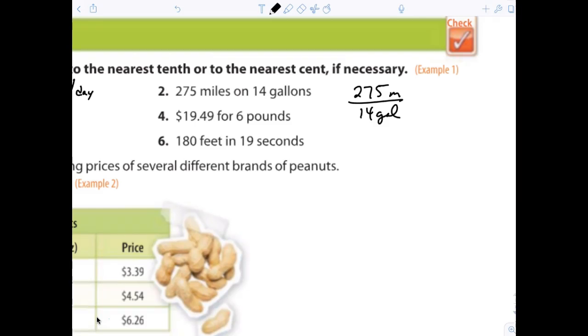So if we had our calculator, we'd just do 275 divided by 14. But we don't have a calculator right now. We're trying to practice the mental math. So here we go, guys.